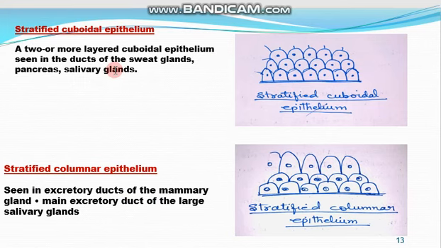Next comes the stratified cuboidal epithelium. This is the two or more layered cuboidal epithelium seen in the ducts of sweat glands, pancreas and salivary glands. So this is the diagram of the stratified cuboidal epithelium. Then comes the stratified columnar epithelium. It is seen in excretory ducts of the mammary glands and main excretory duct of the large salivary glands. And this is the stratified columnar epithelium. So these are also the types of the compound epithelium.